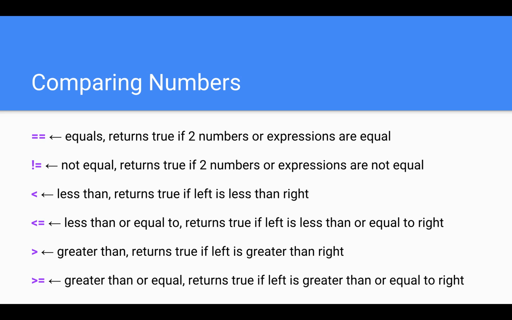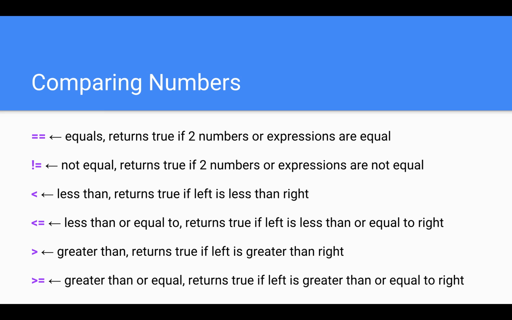Comparing numbers. Double equals, so two equal signs together, is what you use to check for equals, and it returns true if the two numbers or expressions are equal. Exclamation point followed by an equal sign is not equal, and it returns true if two numbers or expressions are not equal. A less than symbol is for less than, and it returns true if the left is less than the right. A less than symbol followed by an equal symbol is less than or equal to, and it returns true if the left is less than or equal to the right.